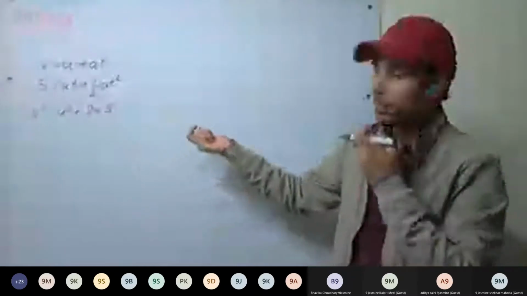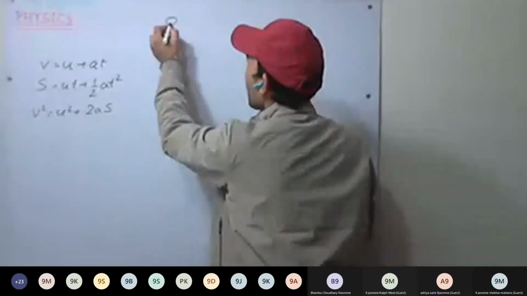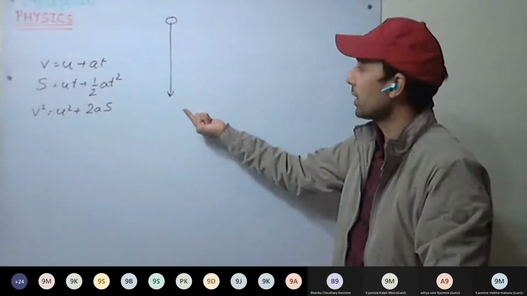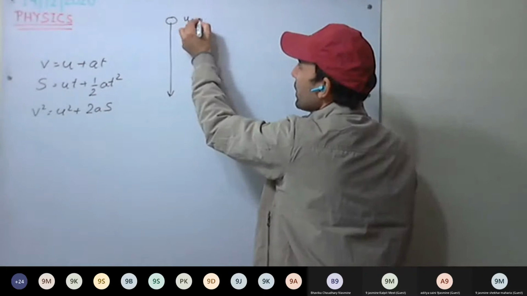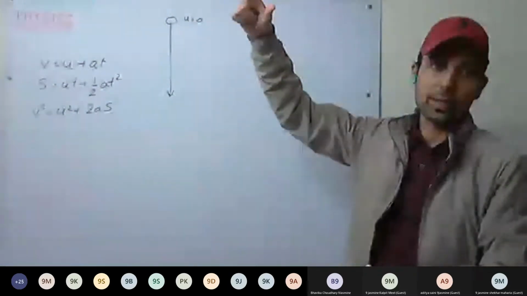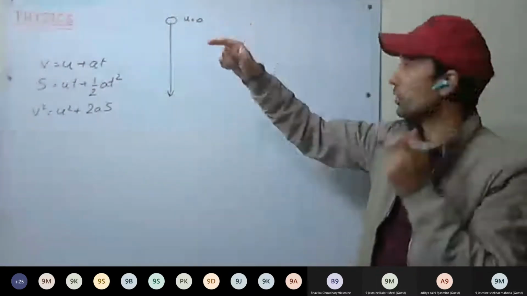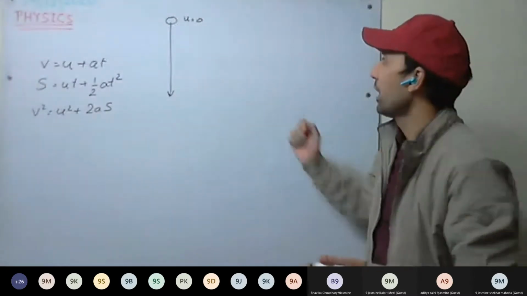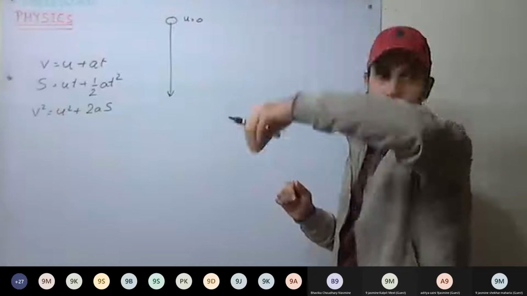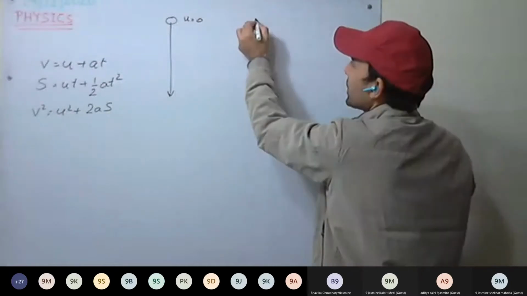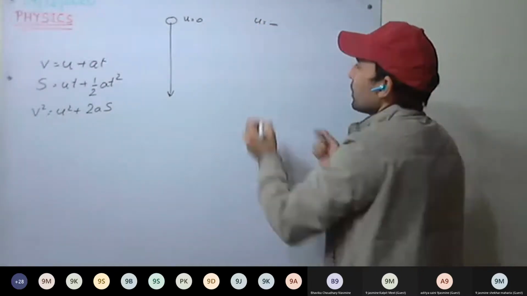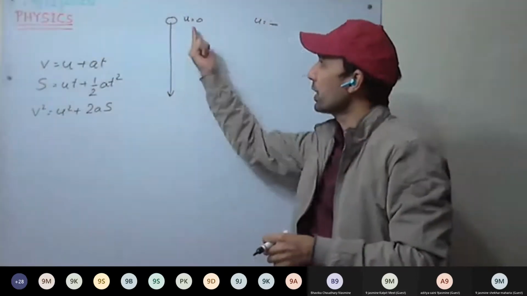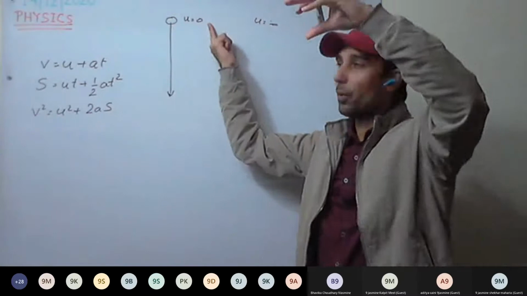So now we'll be discussing when a body is falling freely under gravity. If a body is falling freely under gravity, that means initial velocity is zero. We have just dropped the body, so initial velocity will be zero. This is a freely falling body. We'll be discussing the free fall. And if we are throwing it downward with some velocity, then there will be some initial velocity. So free fall means when initial velocity is zero, we are just dropping a body.